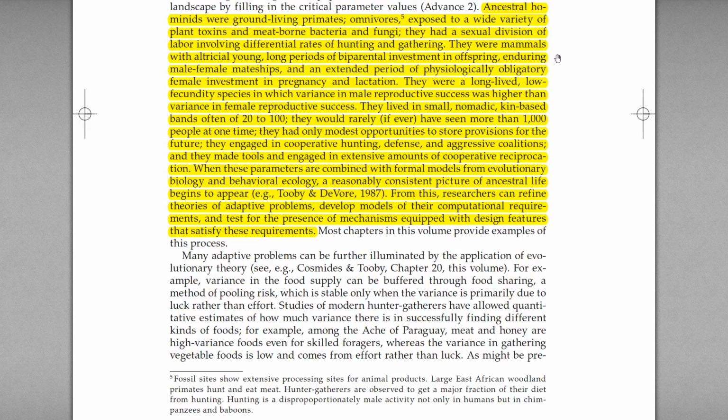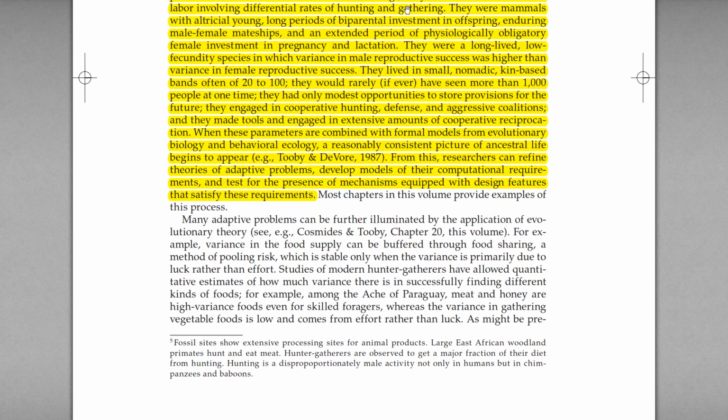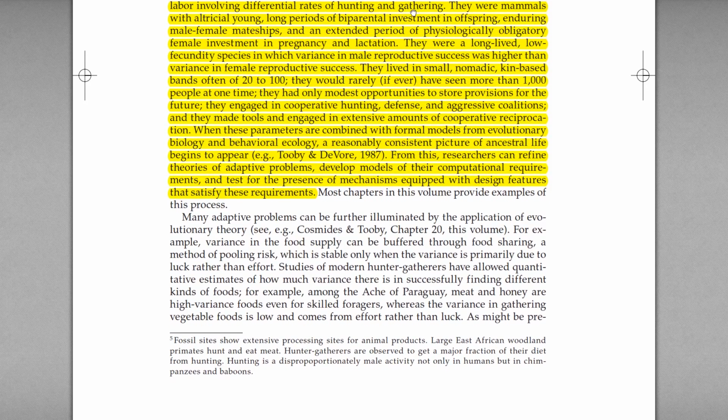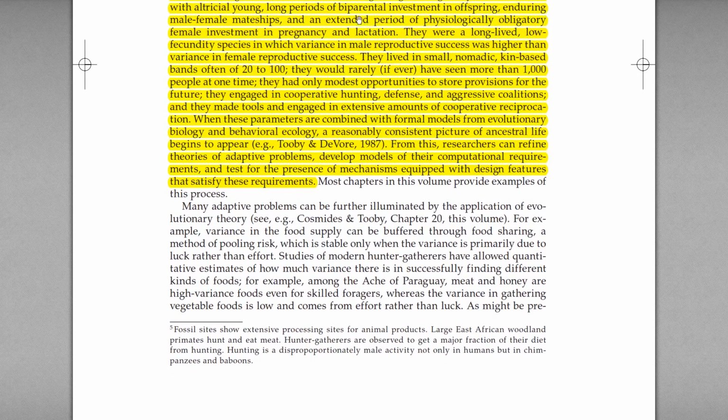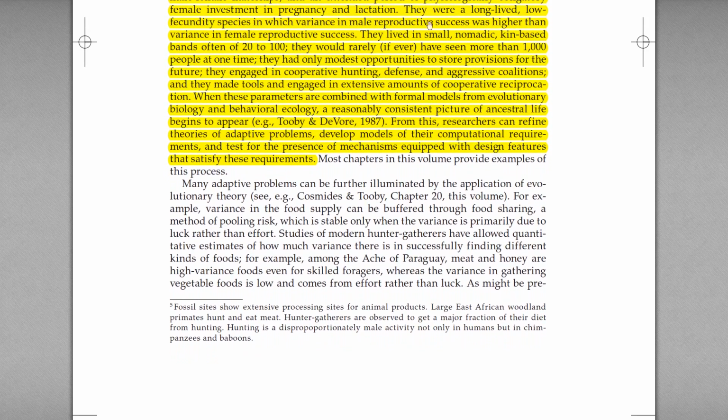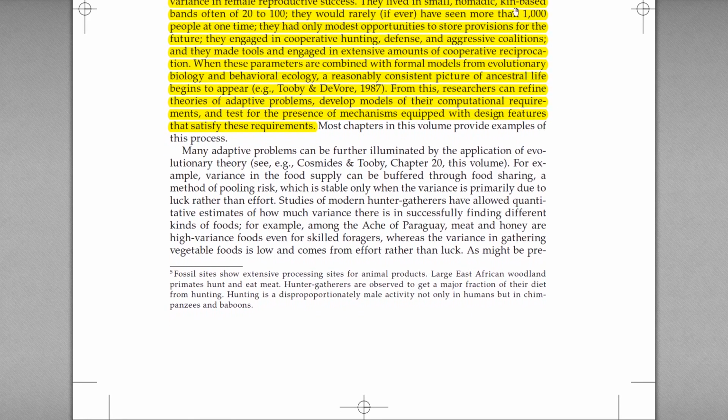Yeah, we have a sexual division of labor. There was group living. We ate all kinds of food, both meat and vegetables. We were hunting, we were gathering, and mostly men were hunting, and both sexes were gathering, but women gathered more than men. We had long periods of parental investment, male-female mateships, lactation, we are long-lived, stuff like this. That's something we know about hunter-gatherers in the past. We also studied a few hunter-gatherer groups. You will rarely, if ever, see more than 1,000 people.